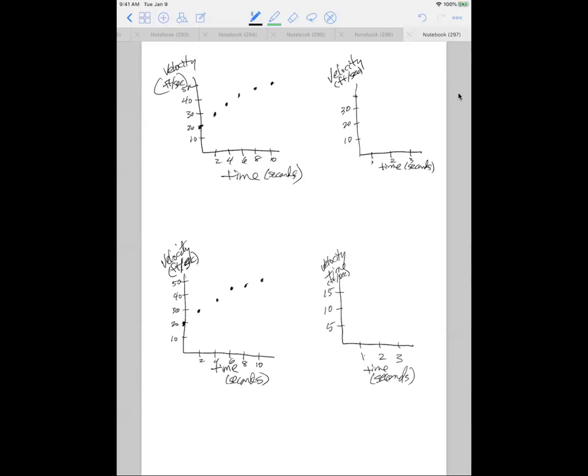This graph up at the top right corner is what I'm looking at. The velocity is on the side, and time is in seconds. We've got feet per second on the y-axis. Let's say we're moving at 30 feet per second, and we do that continually for 4 seconds.